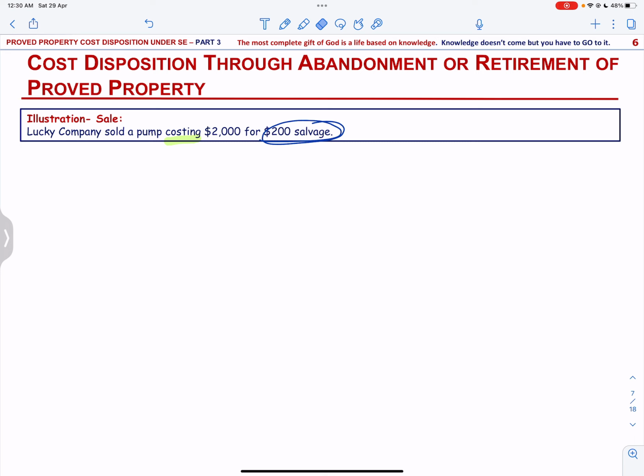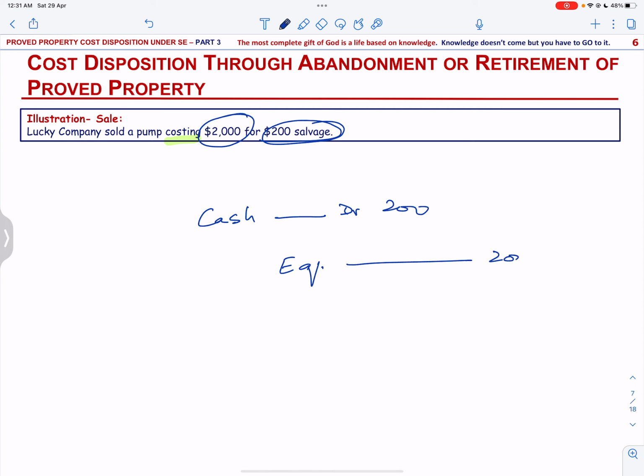recognized. So the journal entry will be: we are selling for 200, so cash is going to be debited by 200. We are selling the equipment, so equipment is credited by 2,000, and accumulated depreciation, DD&A equipment, will be debited by the balancing figure, that is 1,800.